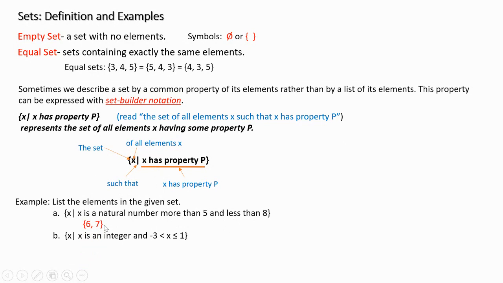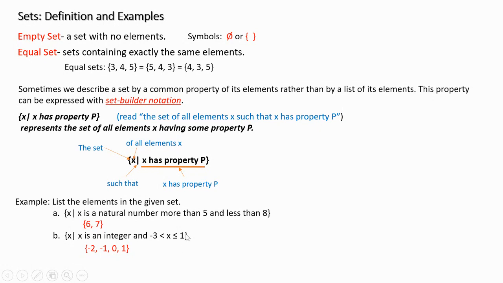Now for B, the set such that X is an integer between -3 and 1, and 1 is included. So this is going to be -2, -1, 0, and 1, because the less than sign here means that -3 is not included, and this means here X is less than or greater.